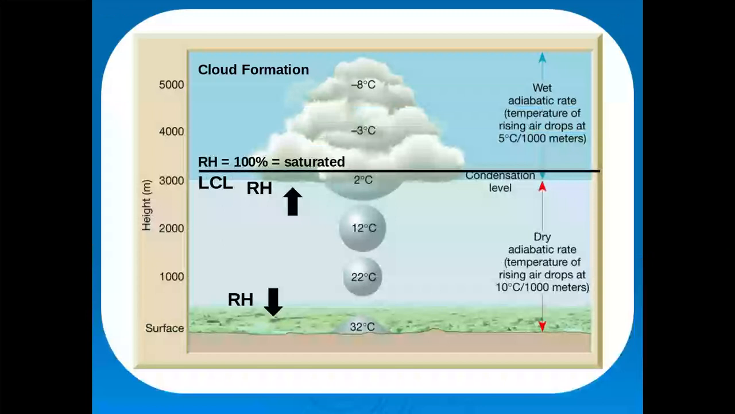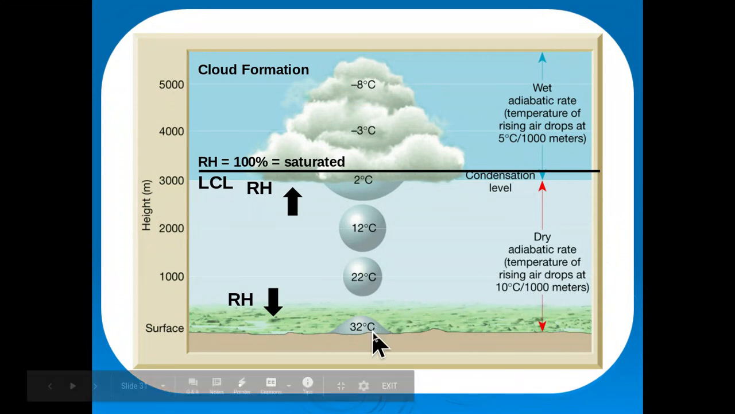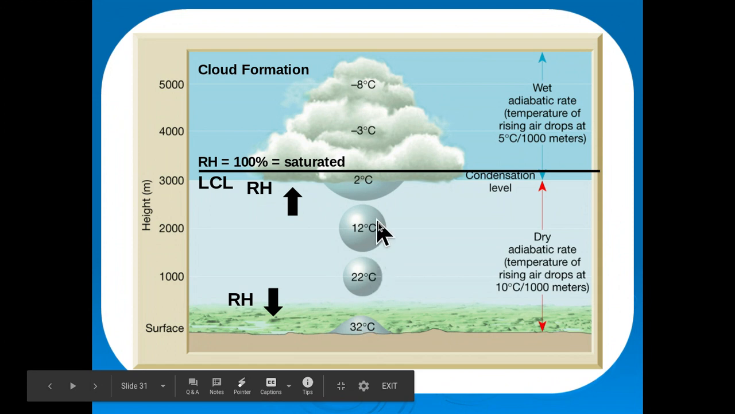So let's start then by looking at the bottom of this slide, and let's look at the air parcels. And what you see is some air parcels. Here you see an air parcel at 32, 22, 12, which is the same air parcel.